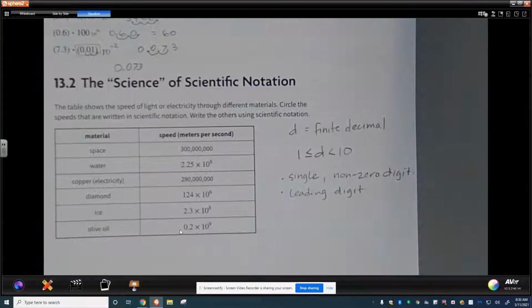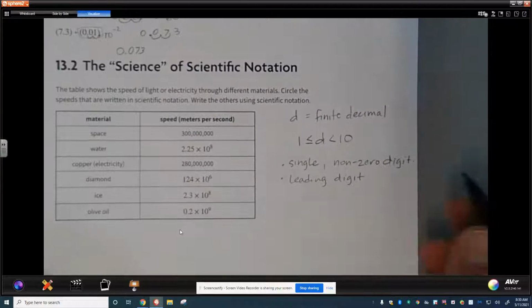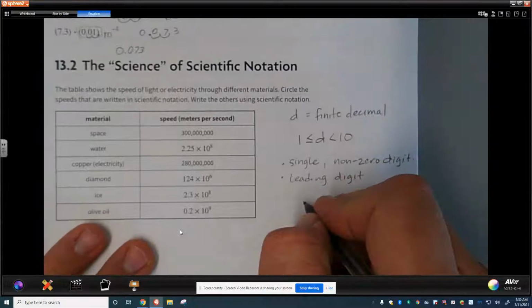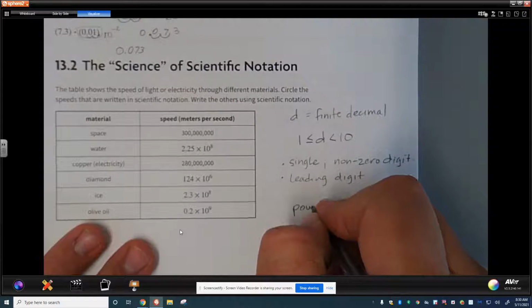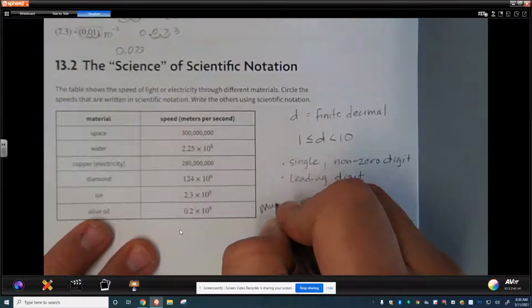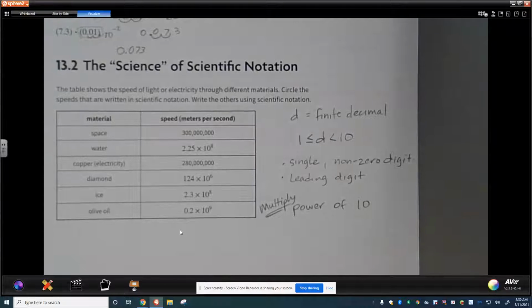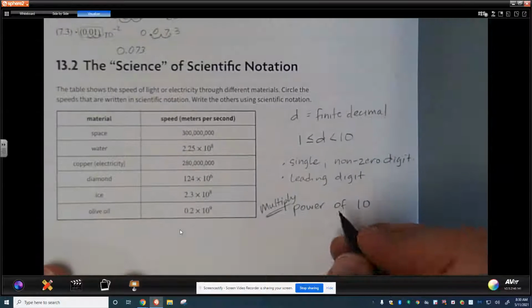And as we look at that leading digit, we have to recognize that it follows this rule. If it does not follow this rule, it is not scientific notation. The final part of this is we're working with a power of 10, and we have to multiply by a power of 10. No matter what the value is, that's the only way we can do this. It has to be a multiple of a power of 10, or else it's not scientific notation.